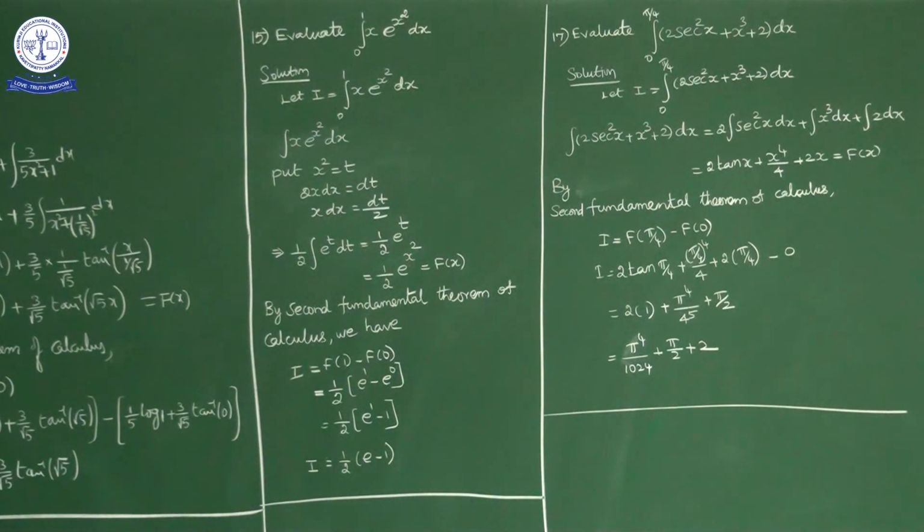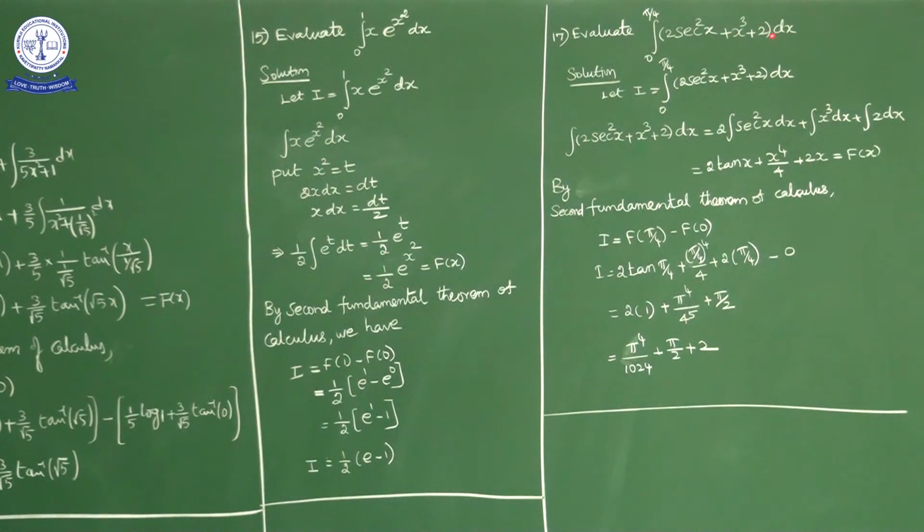Okay, next question. Evaluate integral 0 to pi by 4 of 2 secant square x plus x cube plus 2 dx.